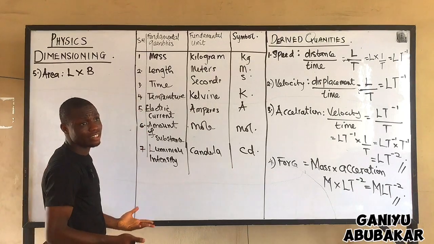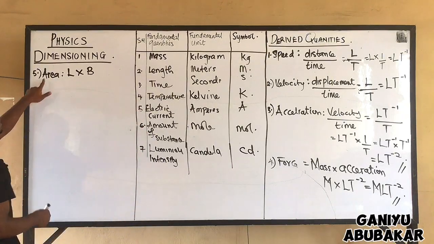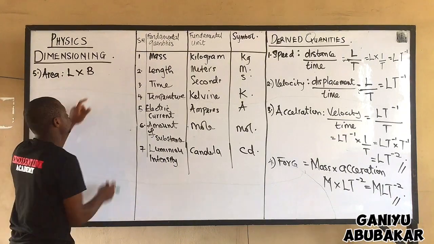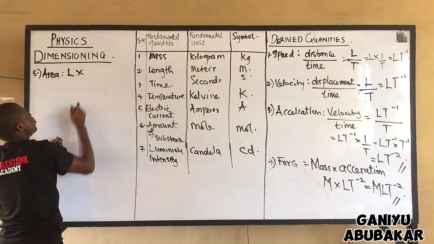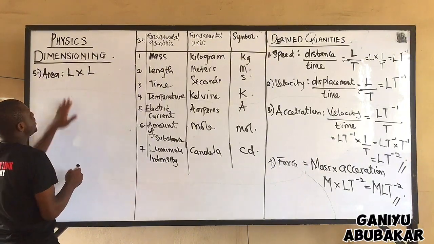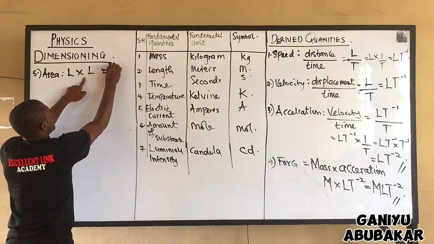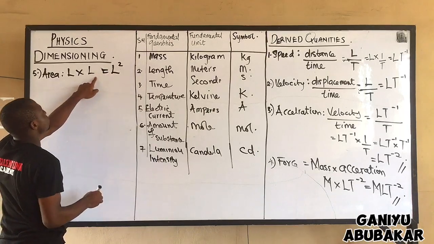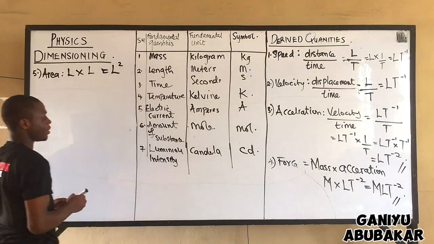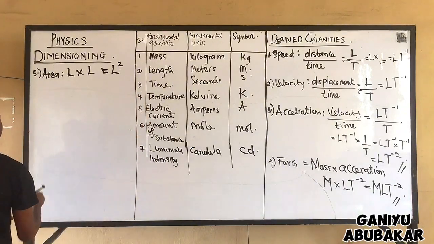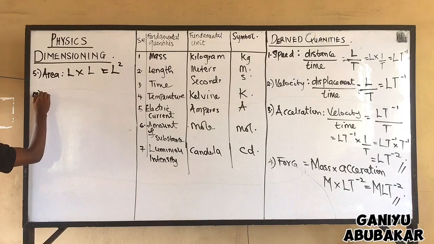So it means that my dimension for area is simply length. I can change breadth to length too, since it is still a length, so length times length. So these are already dimensioned. So what's my dimension for area? Area becomes L squared. L times L becomes L squared as the dimension for my area. Let's get to another one. Number 6. Let's get to volume.